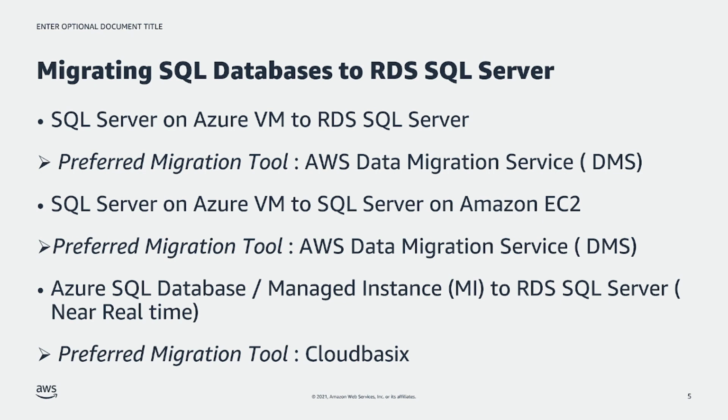A lot of times we get this requirement: what are the different migration approaches when I want to move databases from Azure to Amazon RDS for SQL Server? Now, as we know, SQL Server has different blends. You have SQL Server on Azure VM, you have Azure SQL DB, you have Azure SQL Managed Instance. So, what is the right approach?